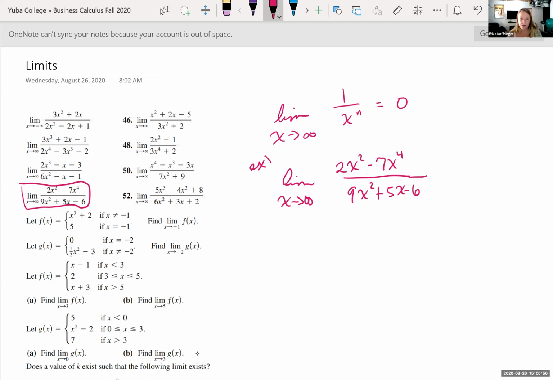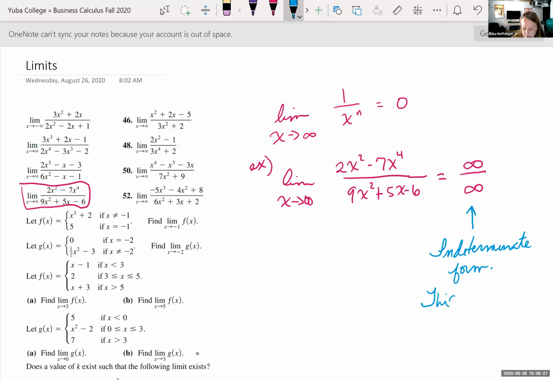So if we go in here and we plug in infinity wherever we see an x, basically you're getting something like infinity over infinity, which is another indeterminate form, which means it doesn't tell us anything, and we need to go back and look at this limit. If you get anything in the form of infinity over infinity or 0 over 0, we need to relook at it. So this again is an indeterminate form. So this doesn't tell us what's happening on that graph.